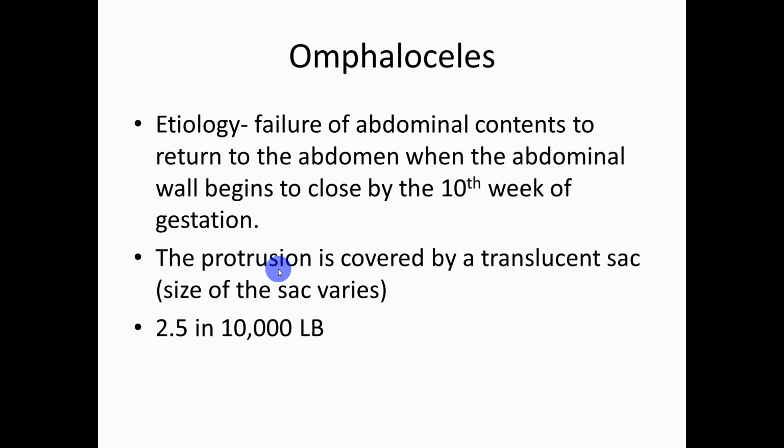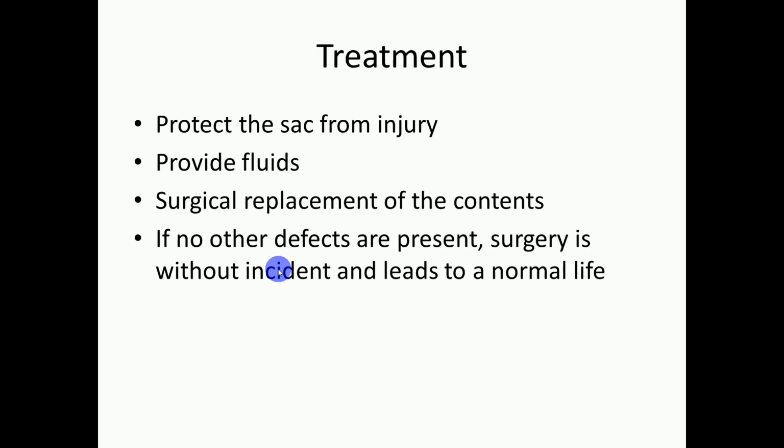Omphalocele is failure of the abdominal contents to return to the abdomen by the 10th week of gestation. And they're going to have a protrusion, and it usually does have a translucent-like sac over it, and the size of the sac is going to vary. Our main goal is to protect that sac from injury, to provide fluids, and then they're going to have surgical replacement of those contents, and you're going to watch them for signs and symptoms of complications. Now, with surgery, most of these heal without incident, and they can lead a normal life.